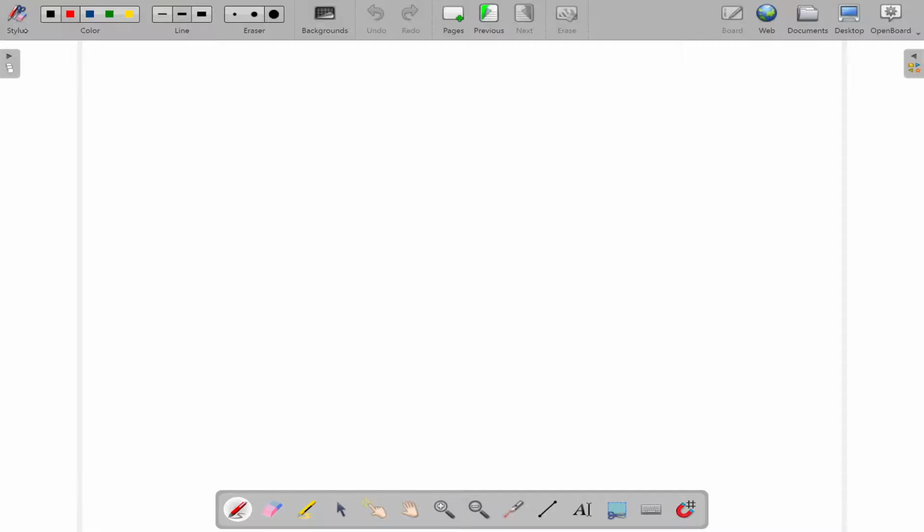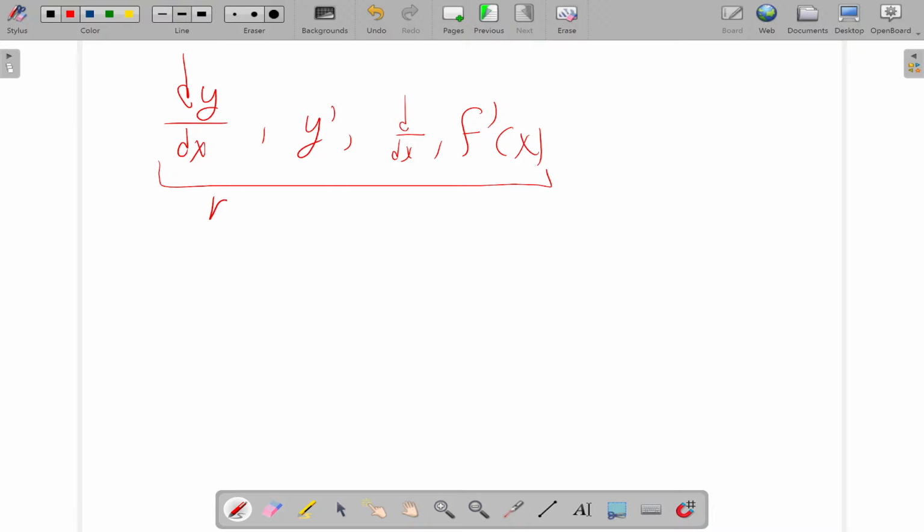Okay, first, before I properly solve the questions, I'm gonna explain what the derivative is. A derivative can be expressed with dy over dx, or y prime, or d by dx, or f prime of x. These are all different ways that a derivative can be expressed. A derivative is a rate of change, and all of this can be used to express a rate of change.